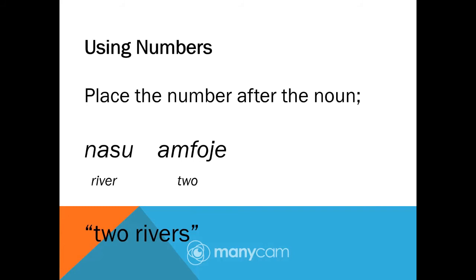In terms of using numbers, we'll just keep this simple. All you have to do is place the number after the noun, okay? So, Nasuam Foye, 2 rivers, Nasuam Foye. Okay, river 2 or 2 rivers.